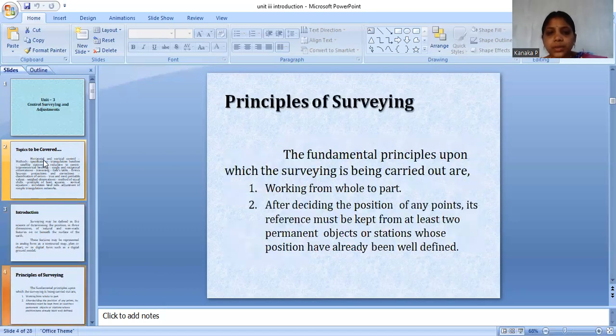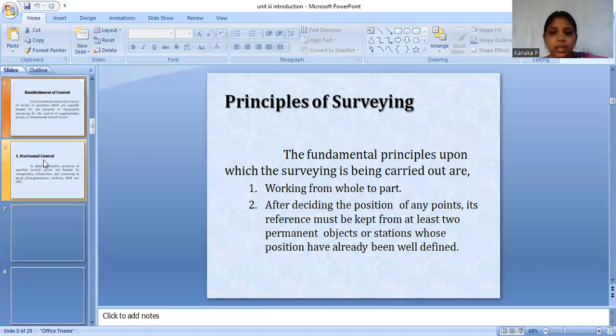Then, the principles of surveying. The basic fundamental principles of surveying are: the first one is working from the whole to the part, and the second one is the observation of stations whose positions have already been well defined. The position of unique points with reference must be kept up by at least two permanent objects.